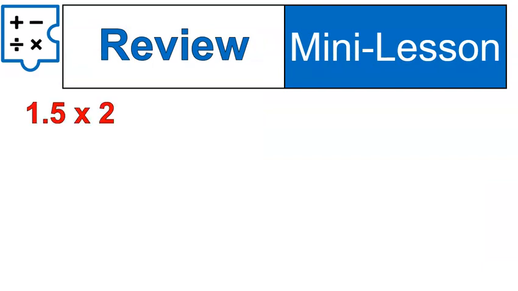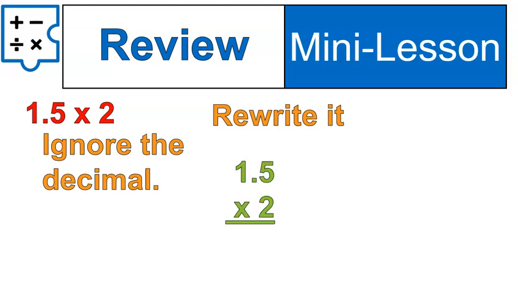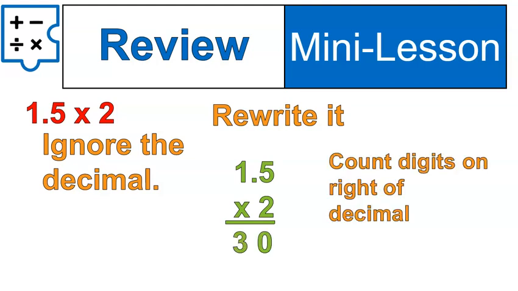Quick review. With the previous lesson, we did questions like this, 1.5 times 2. And we would rewrite it ignoring the decimal, right? We would just rewrite it as 15 times 2, pretend the decimal's not there at all, and just multiply like normal. Like 15 times 2 is 30. Okay. Then we go back and we count the digits on the right of the decimal. In this case, we have a 5. That's the only digit on the right of the decimal, so that's one digit on the right of the decimal.